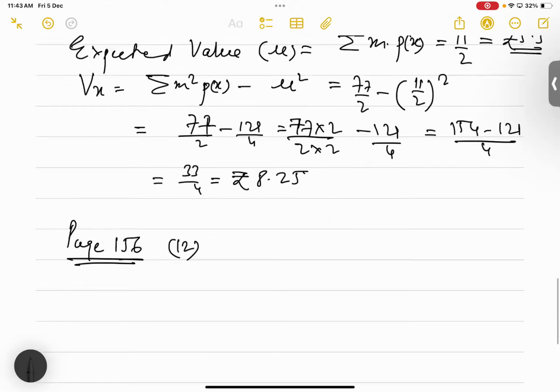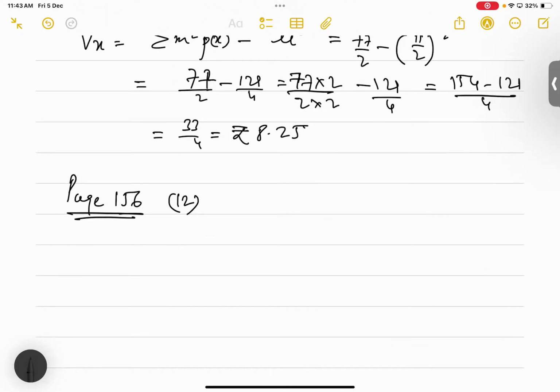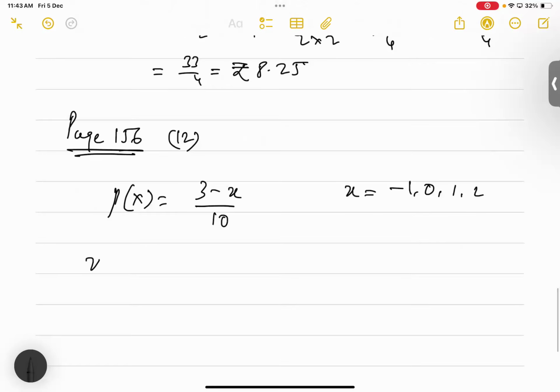Now again, the PMF is probability mass function. It is also called as PDF, density distribution function. So P of X, they have given us this formula. And this is true only when X is equal to minus 1, 0, 1, and 2. So when X is equal to minus 1, P of X is equal to minus 1. Please calculate 3 minus minus 1 upon 10, 4 upon 10. Don't reduce this. Do not reduce this, please.